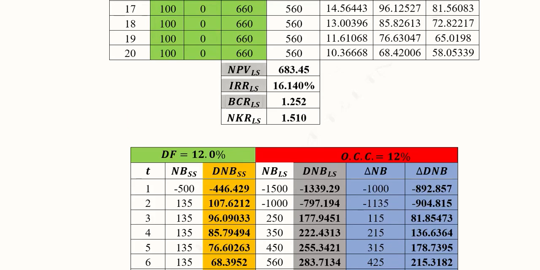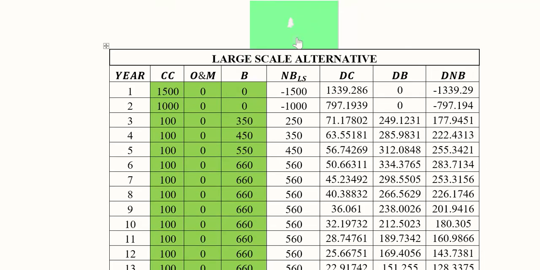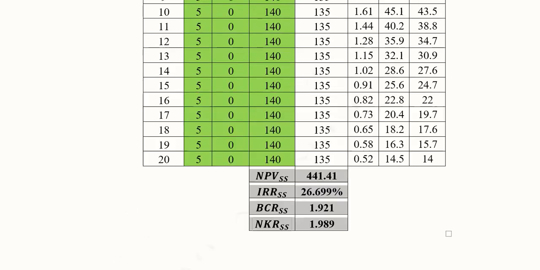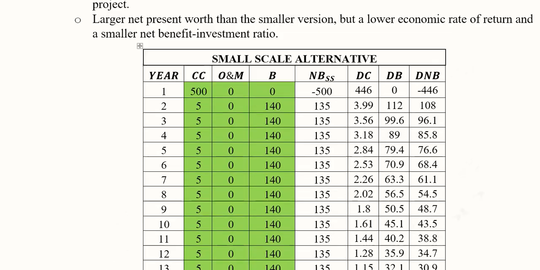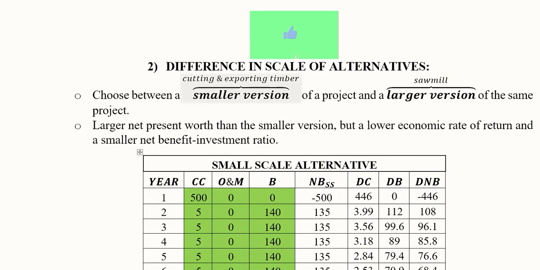And this was a summary of the DMPWs of the large scale project. This was its stream, and this was the summary of the DMPWs of the small scale project. And this is the thing, that is the small scale alternative. So this is how we can compare the two alternatives, where one is a smaller scale version and the other is the larger scale version.